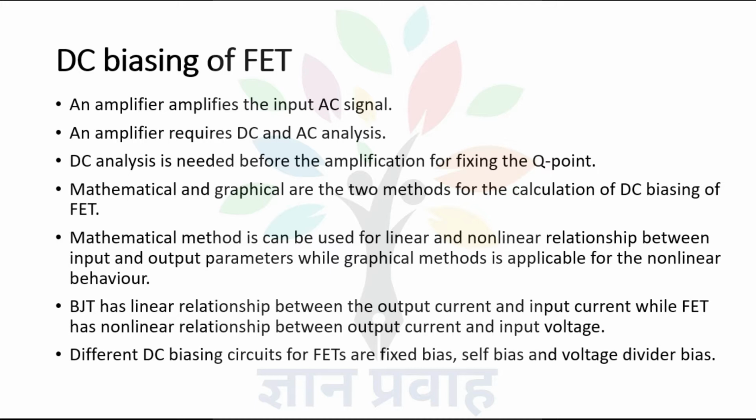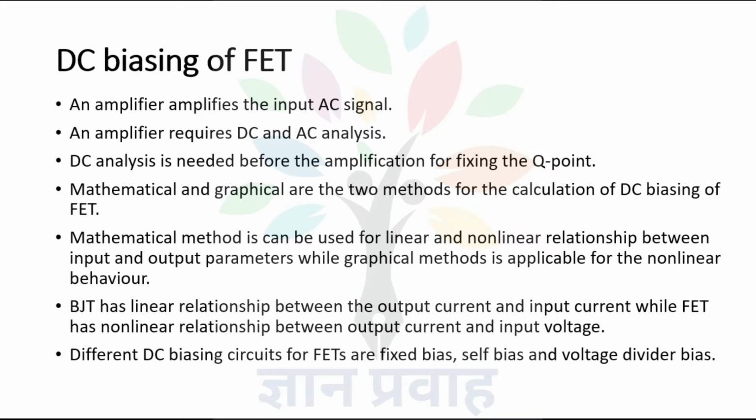So BJT has a linear relationship between the output current and input current, while FET has a non-linear relationship between output current and input voltage. Because in case of BJT, the output current is IC and the input current is IB in case of common emitter configuration, and IC is always equal to beta IB, that is the linear relationship between the input and output parameters. While in case of FET, the drain current depends on the square of the input voltage, showing the non-linear relationship between the output current and input voltage.